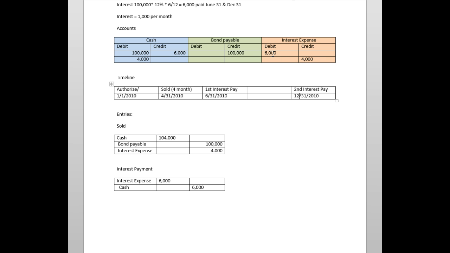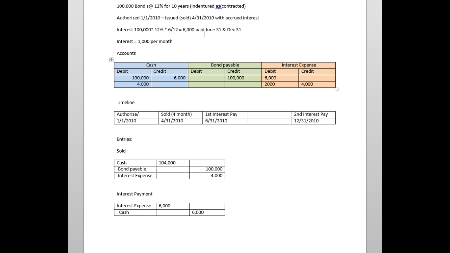Now I've got a debit. Now if I net those two, it leaves me $2,000 in the debit side, which is exactly what they would pay, or what we would pay for interest for April and May, or for May and June. 2 months, $2,000. So see how it balances it out?